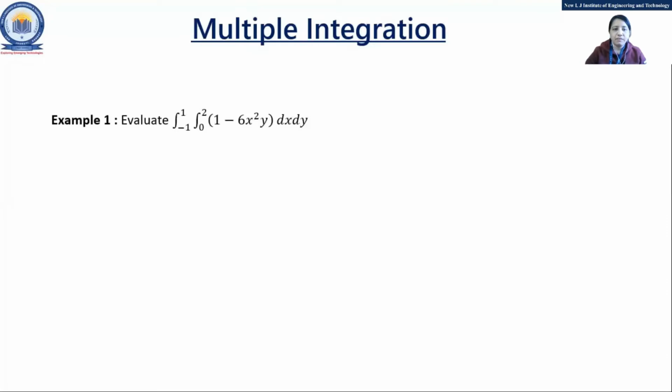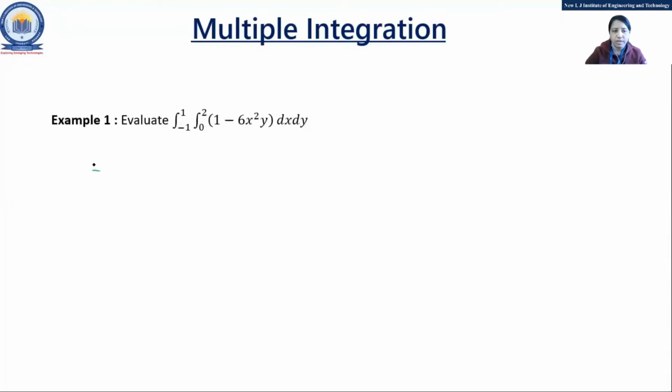Here the limits are -1, 1, 0 and 2. Yes, correct, we can go for any sequence, either dx dy or dy dx. Why? Because these four limits are constant. Whatever order is given, we'll go in that one. First we'll go for dx, and then dy. The limits do not depend on any variable, so all limits are constant and we can go for any sequence.